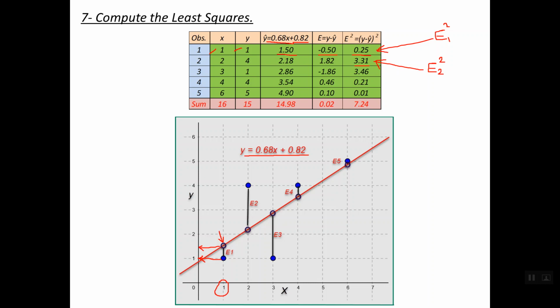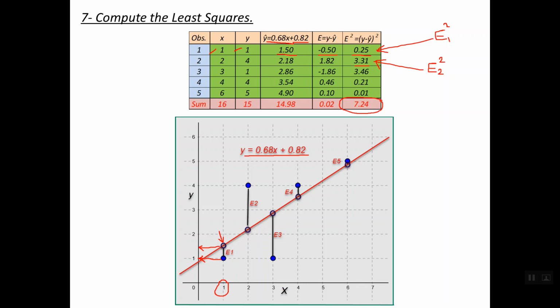If you try to sum up all of these squared values of E, you will get this value, which is 7.24. So 7.24 represents the total sum of the squares of the errors. And this value is the least one.